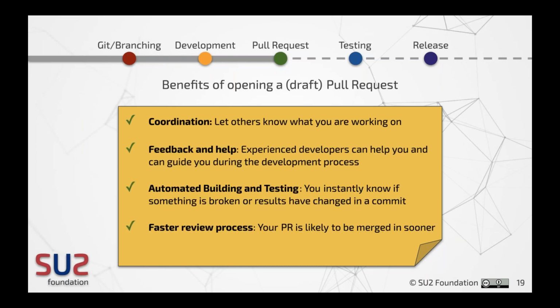So what are the benefits of opening a draft pull request? First of all, coordination. You let others know what you're working on. Then you get feedback and help from experienced developers, which can guide you during the development process. You have automated testing, so you instantly know if something is broken or the results have changed in the commit. And you also have a faster review process because people are already familiar with the changes that you made during the actual development.